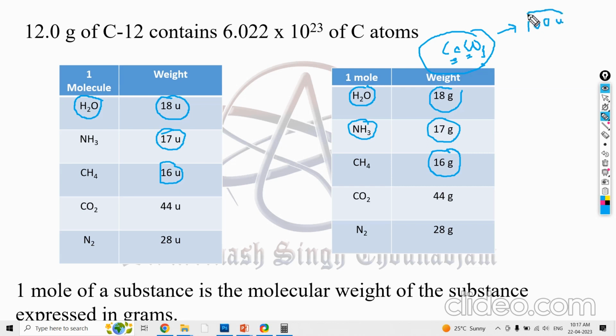So if you take 100 U of calcium carbonate, you are taking one molecule of calcium carbonate.